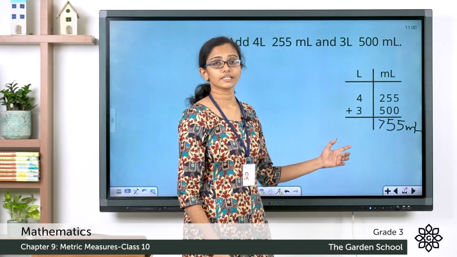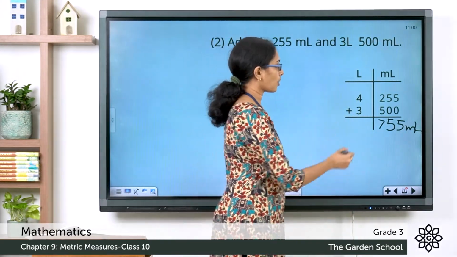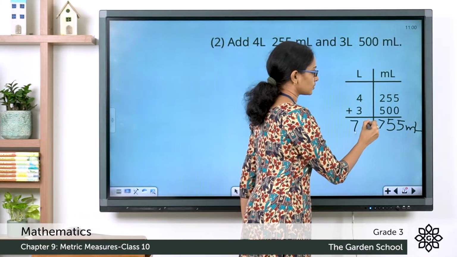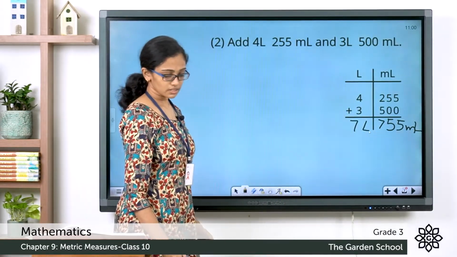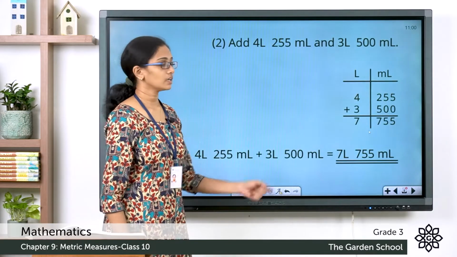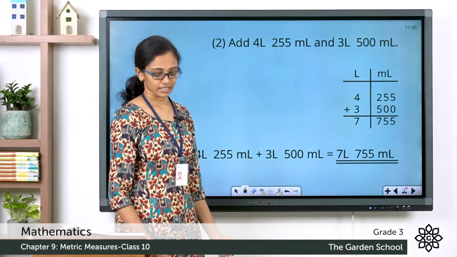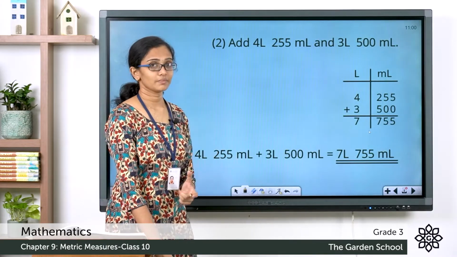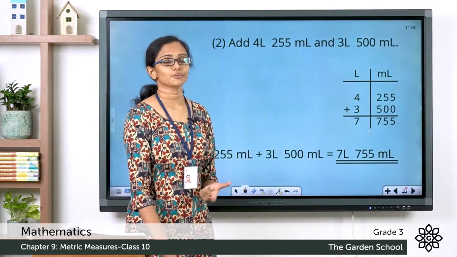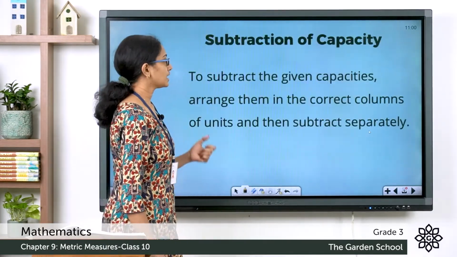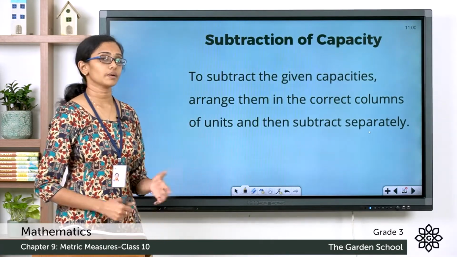Now moving to the liters column. Here we have 4 plus 3 which is equal to 7 liters. So what is the total? We have a total of 7 liters 755 milliliters here. So these were two examples of how to add measurements of capacities. Now we'll see how to subtract measurements of capacities.